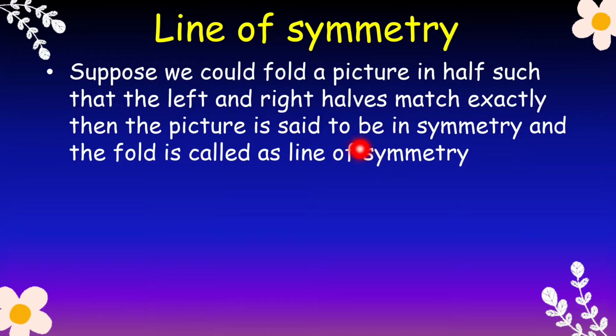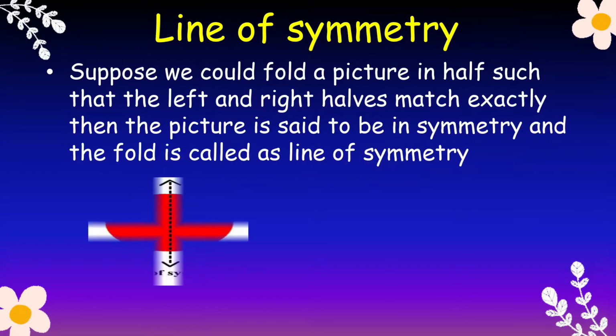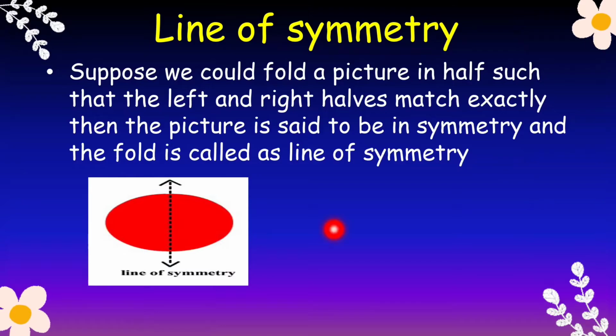Line of symmetry. Suppose we could fold a picture in half such that the left and right halves match exactly. Then the picture is said to be in symmetry and the fold is called the line of symmetry. Now look at this picture. You can see this picture. This is called the line of symmetry. When we fold this, both the halves will match each other.